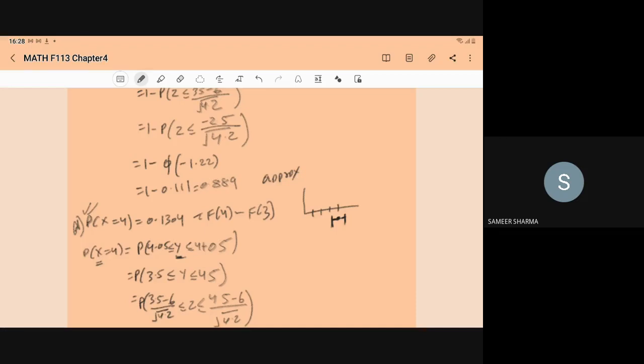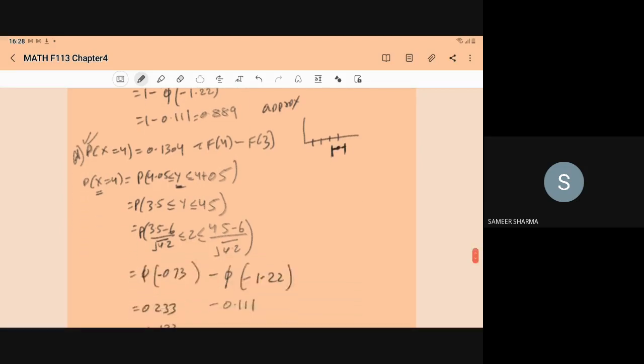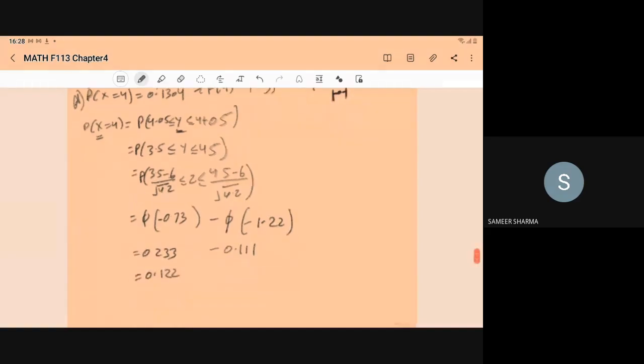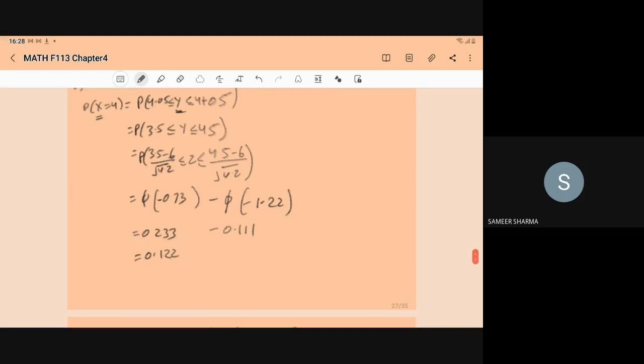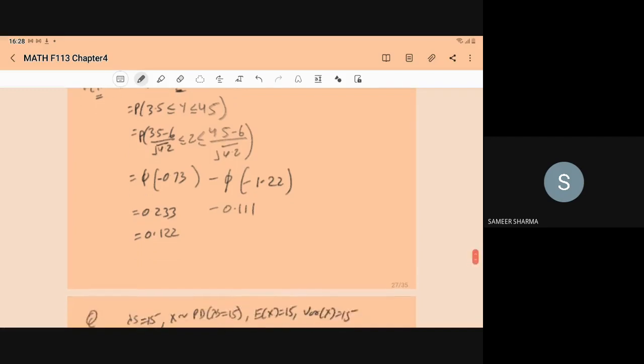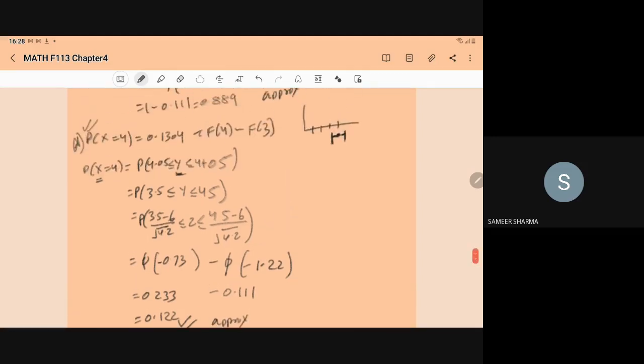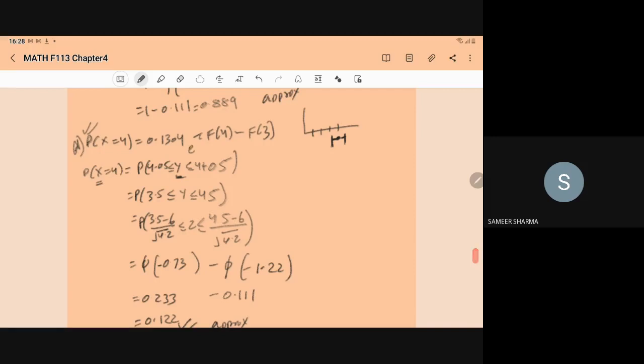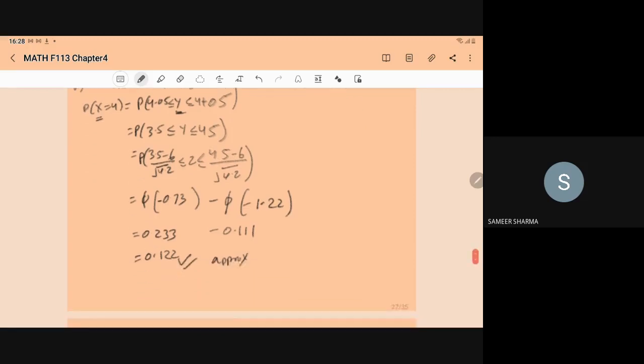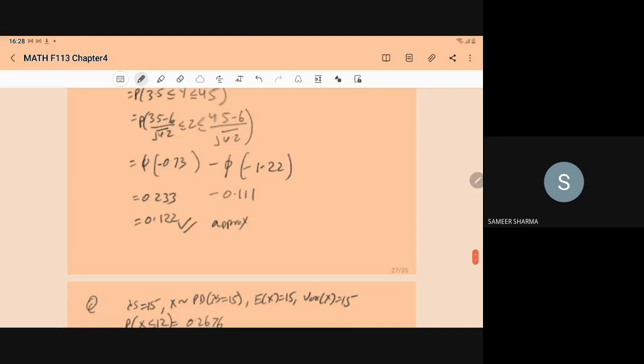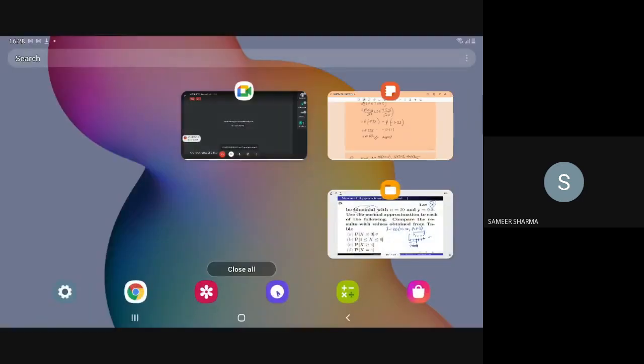Now it is the interval. So now make it a standard normal. So probability of (3.5 minus 6) upon root of 4.2 less than or equal to z less than or equal to (4.5 minus 6) upon root of 4.2. So it will become phi of 0.73 minus phi of 1.22. So its value will come 0.122. So this is the approximate value for x equal to 4, and this is the exact value for x equal to 4 from the binomial table. So that is your approximation of the binomial distribution.